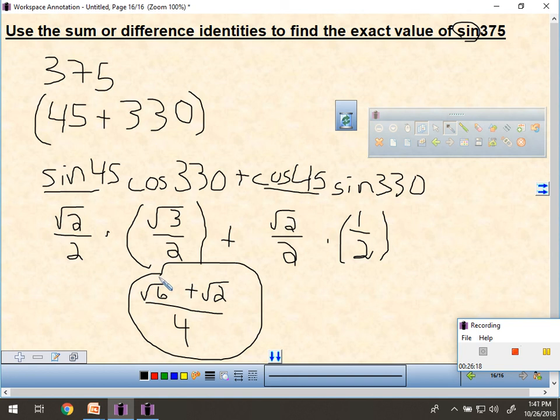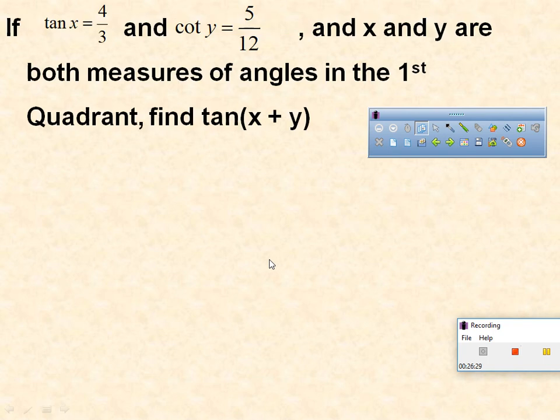I wasn't able to write as much as I wanted to because my pen died, so I wasn't able to copy it all the way down. But that would be your answer, just radical 6 plus radical 2 over 4. And we've done a lot of those. All right.